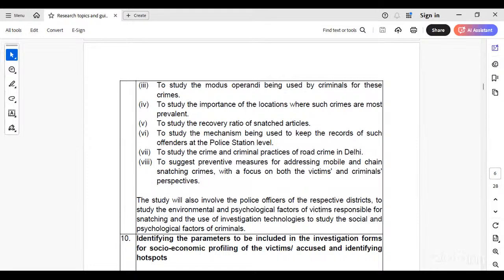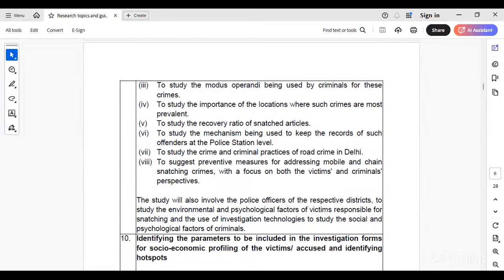Apart from that, you have to keep annexures, which is not a chapter. In the annexures, you will keep your tools of data collection. If you have presented at any conferences, you can keep the certificate showing that you presented there. That's all. These are the 5 chapters.